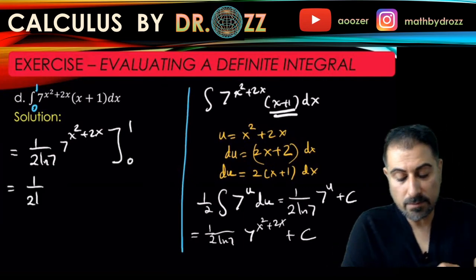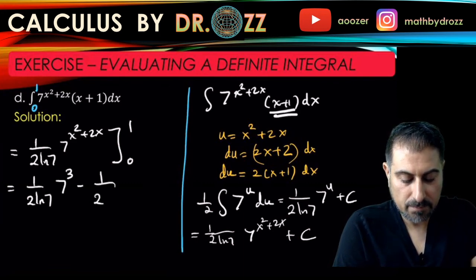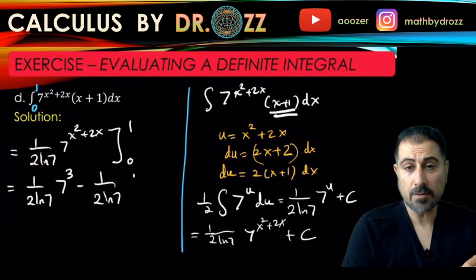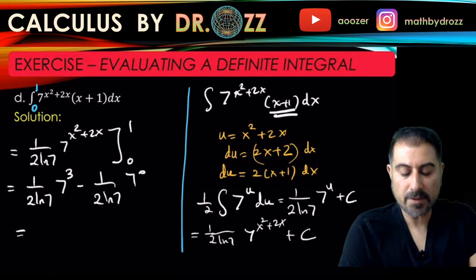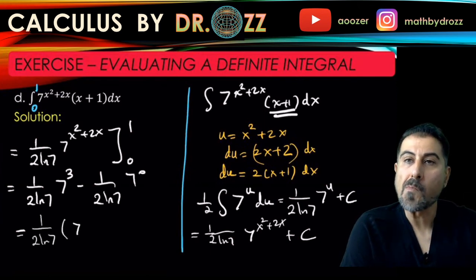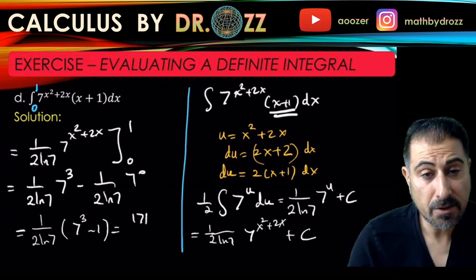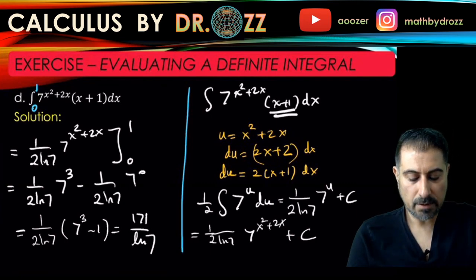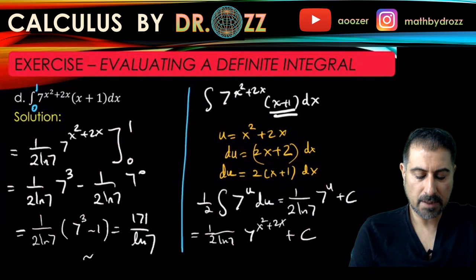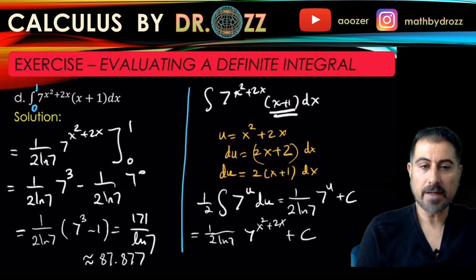And I'm going to plug in 1 first. And 0 next. So that's going to be giving me 7 to the power of 0. I'll just write it, but it's 1. So in other words, if you factor this out, this is 7 cubed minus 1. That takes you to 171 divided by ln 7. Again, we need to keep the exact form. If you want an approximate form, you can go ahead and use your calculator right at the end. That's equal to 87.877. So that's the final output.